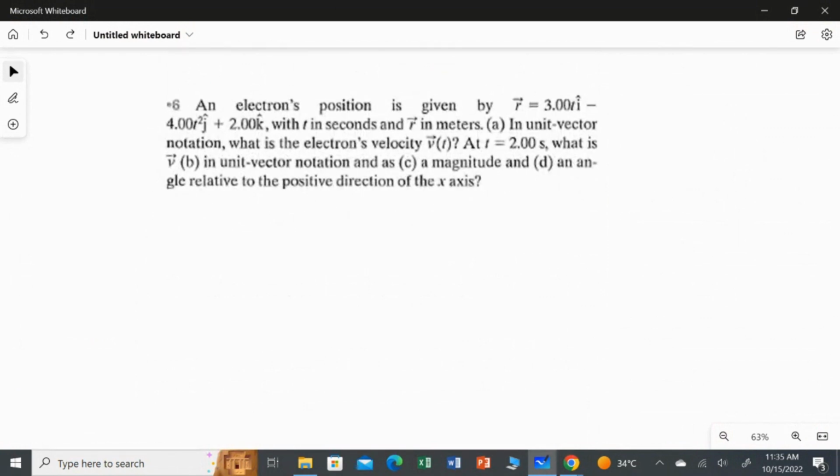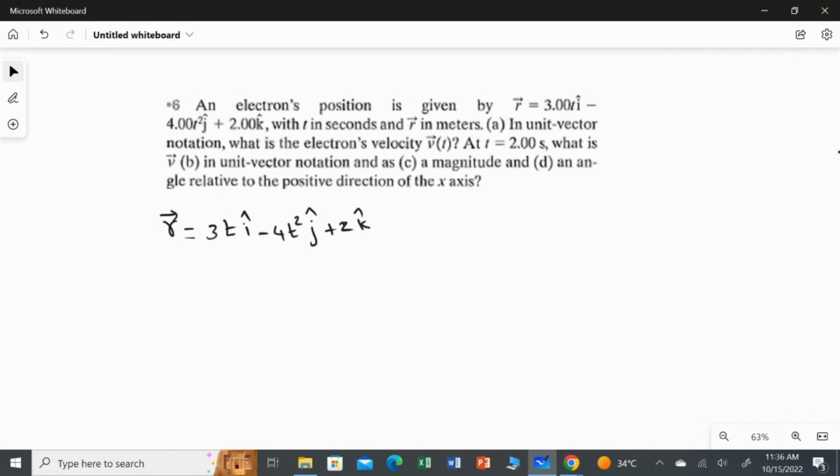An electron's position is given by r vector, which is equal to 3t i cap minus 4t square j cap plus 2 k cap, with t in seconds and r in meters. This question has four subdivisions. In the first part, we are going to find the electron velocity in vector notation.